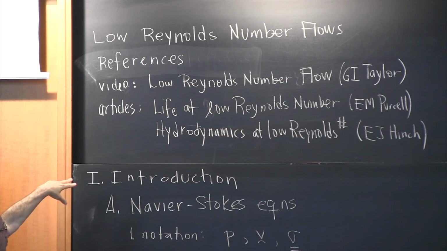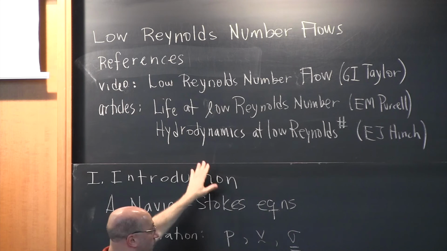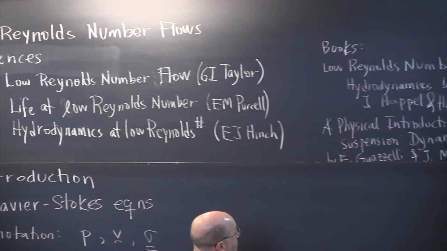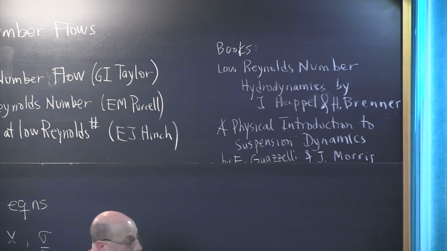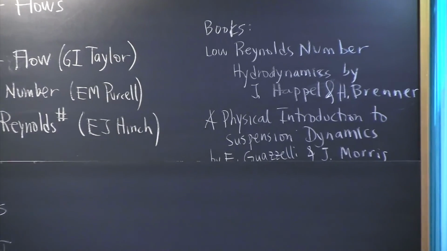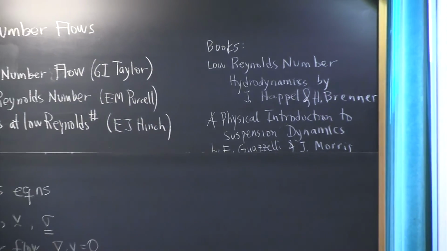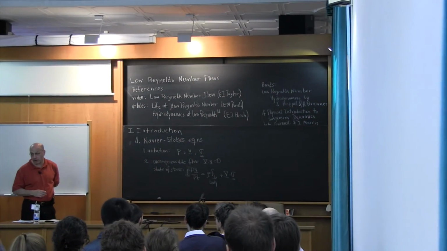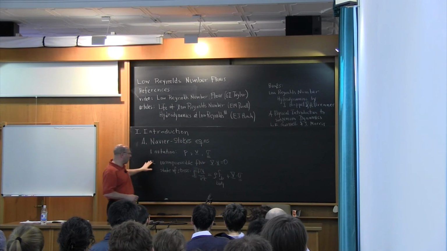There are two very nice articles on this topic from very different perspectives. One is by the Nobel laureate Ed Purcell called Life at Low Reynolds Numbers, that the people who study swimming are going to talk about. And John Hinch has written a very nice article, a short introduction to low Reynolds number flows. And then there are two books, the classic Happel and Brenner on low Reynolds number hydrodynamics, and the soon-to-be classic by Babette and Jeff Morris on suspension mechanics. Okay. And if you want more information about that, or any other references, historical or otherwise, I'm happy to share what I know.